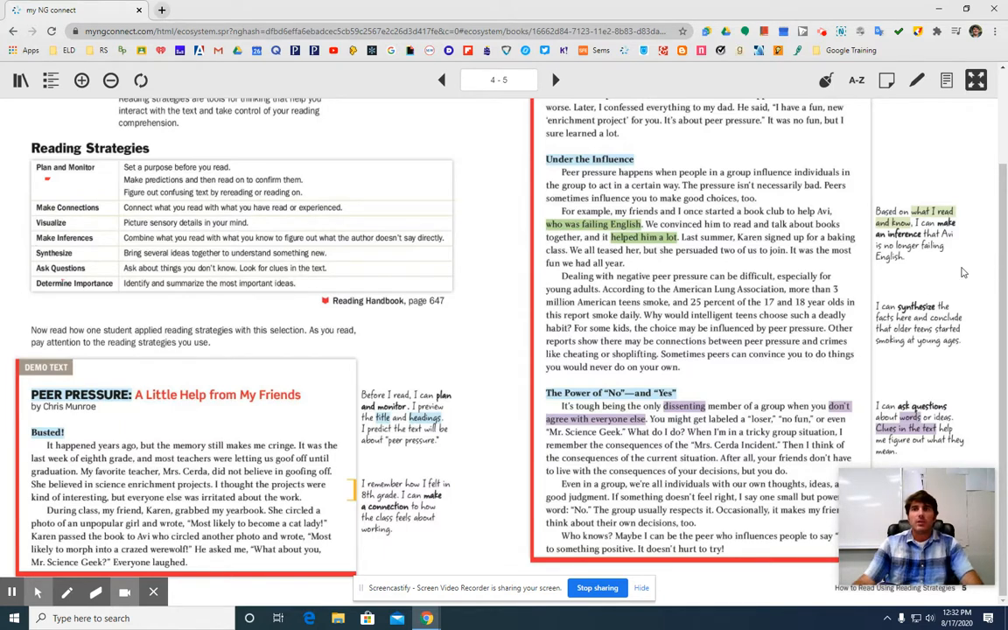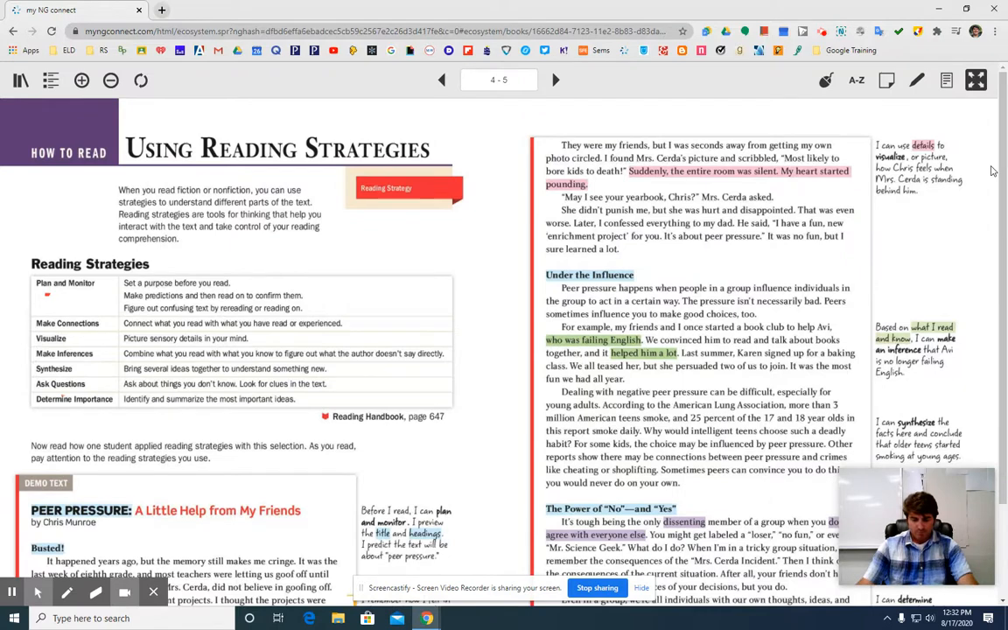All right. So now we're going to be up here on this page. They were my friends, but I was seconds away from getting my own photo circled. I found Mrs. Serda's picture and scribbled, "Most likely to bore kids to death." Suddenly, the entire room was silent. My heart started pounding. "May I see your yearbook, Chris?" Mrs. Serda asked.